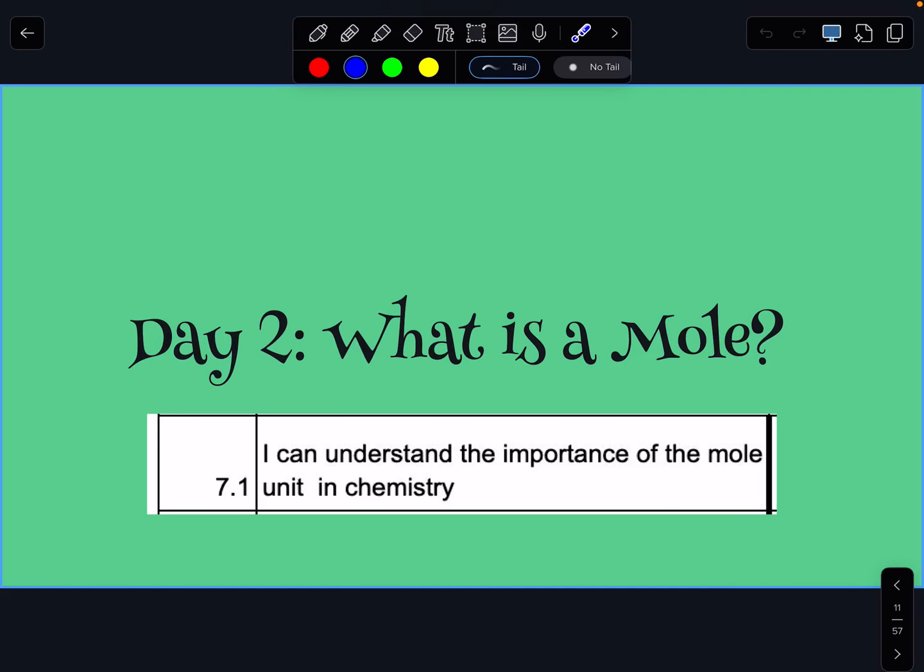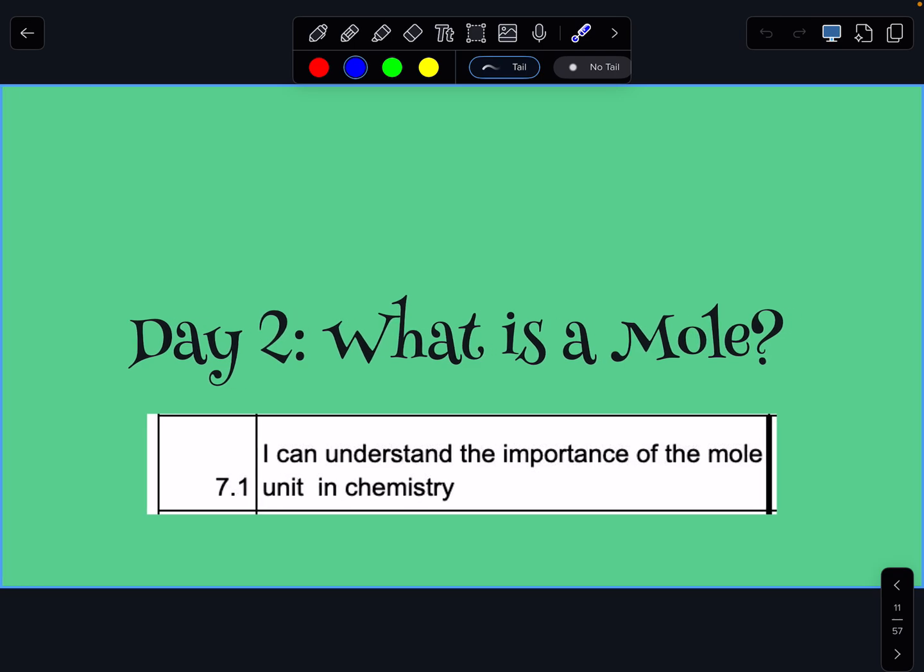All right, so from our activity, we just discovered a way in which you can count something that is small. Well, atoms are the ultimate small thing. And so that's what we're learning about today: how did scientists choose to group them in a way so that we can measure them?